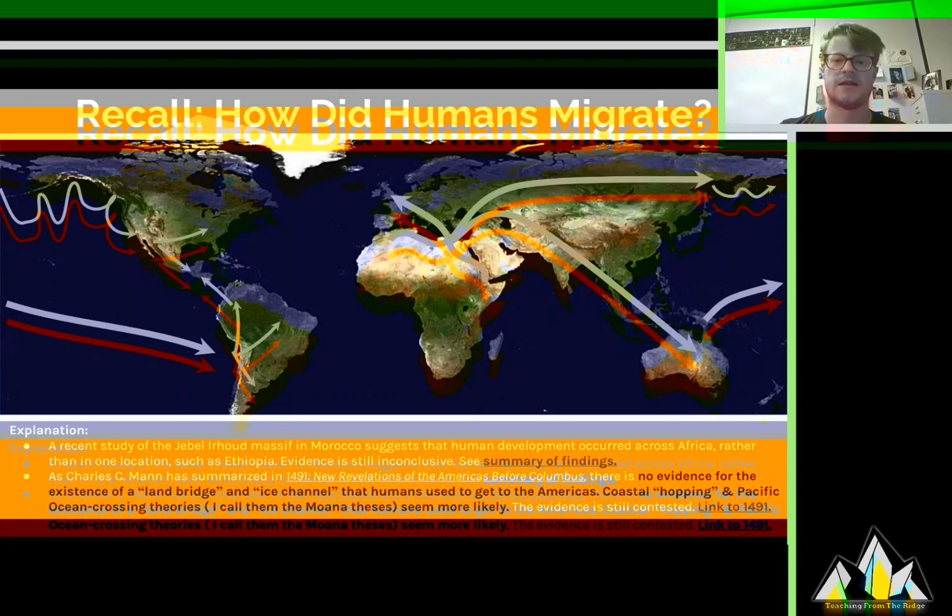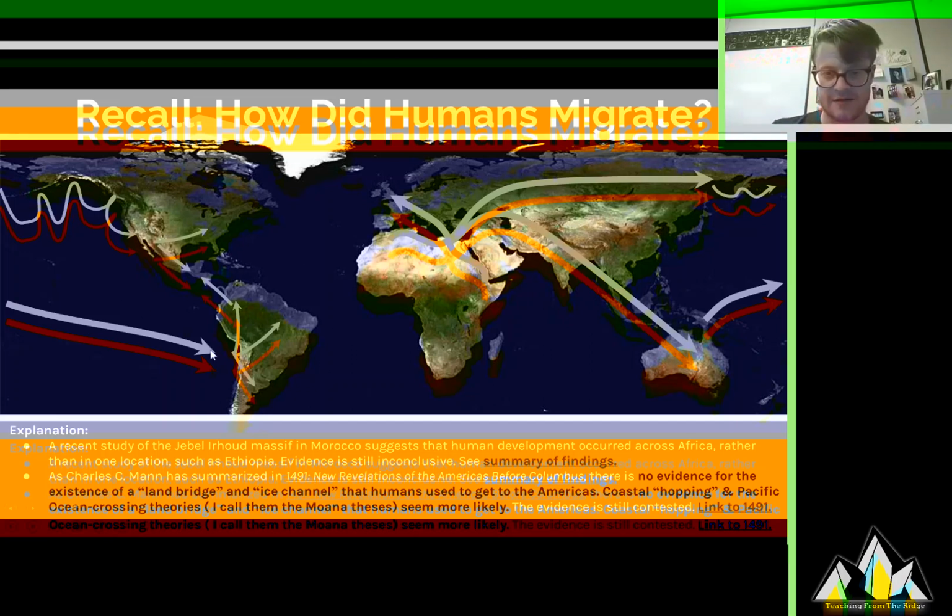So let's remind ourselves, okay, human beings did not use a land bridge to get to North America. That thesis is garbage. Please do not ever say that human beings made it there that way. Instead, you should have written down, how did human beings migrate? Just recall the Moana thesis was a thing, right? People get in boats, they either coast hop their way over, or they do some ocean crossing shenanigans. And again, human beings start in Africa, then spread out all from there. But again, this is kind of the idea.